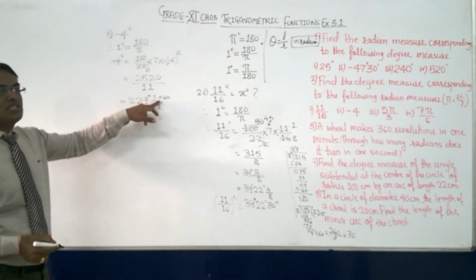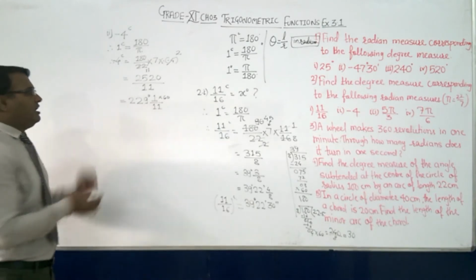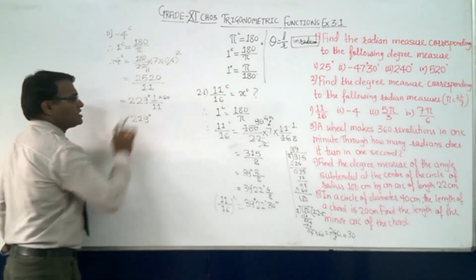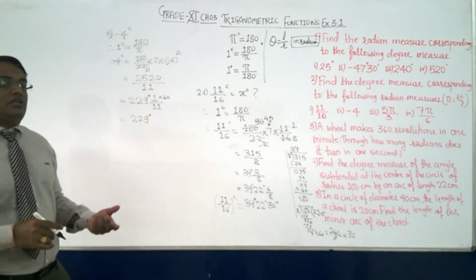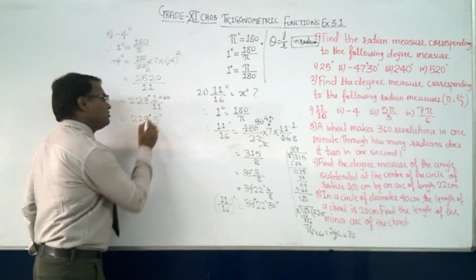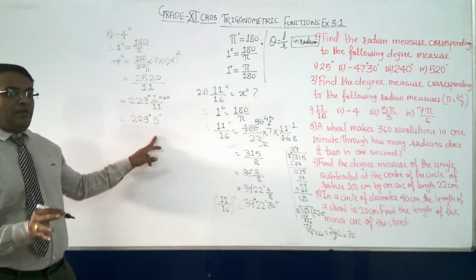So 1 into 60 will be what? Minutes. Okay, so now 60 divided by 11. That will be what? 229 degrees, and now 60 divided by 11 minutes. So 11 5s are 55, 5 are remaining.